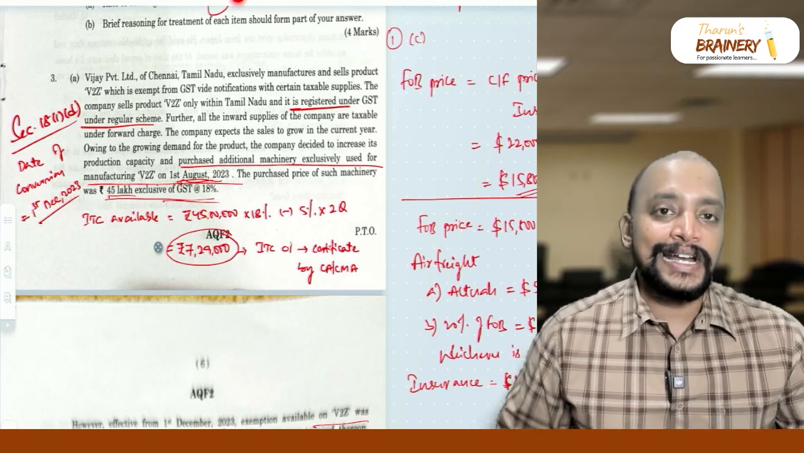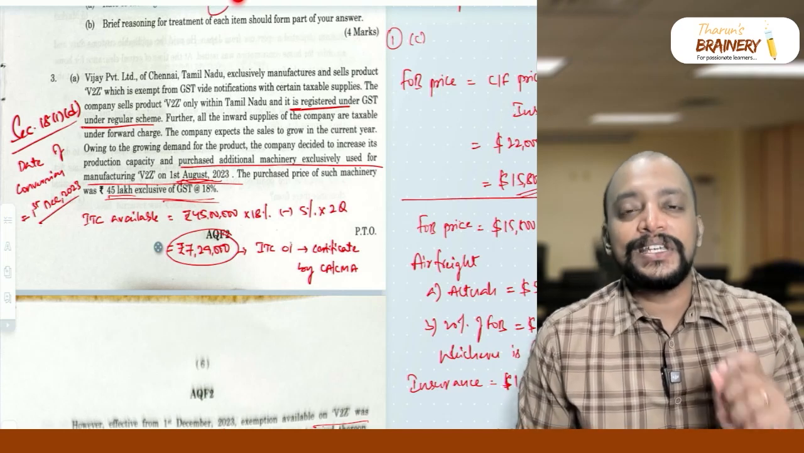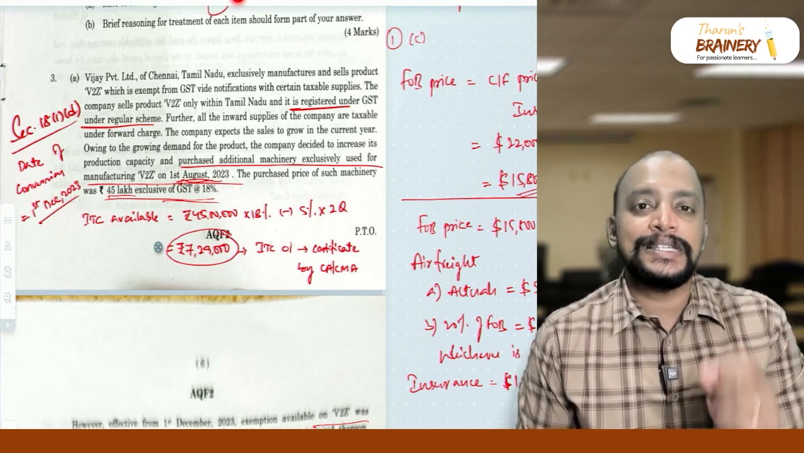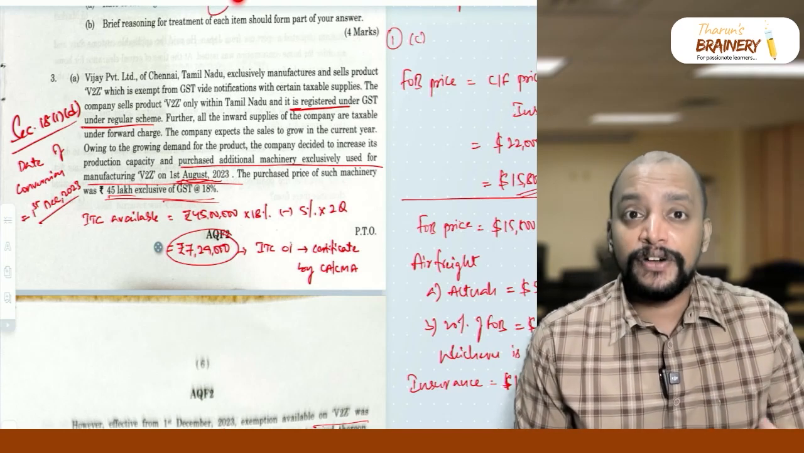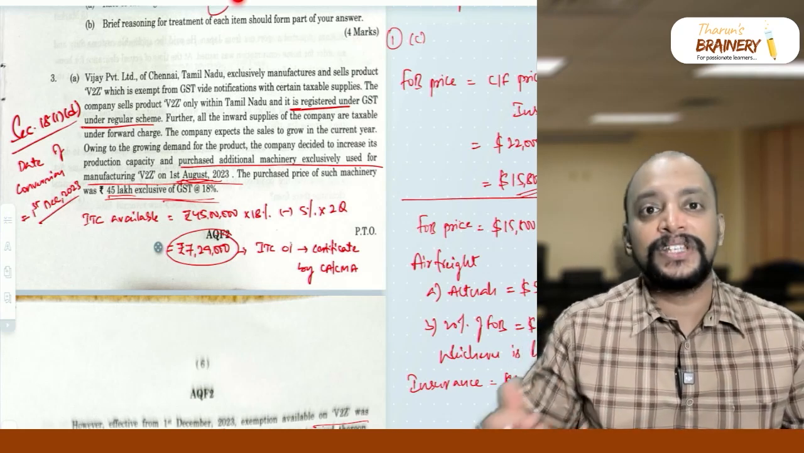And next, to avail this ITC, as this ITC exceeds 2 lakhs, it should be duly certified. This form GST ITC 1 should be duly certified by CA or CMA, and they need to file this form within 30 days from the date of conversion, that is 1st December 2023, within 30 days.